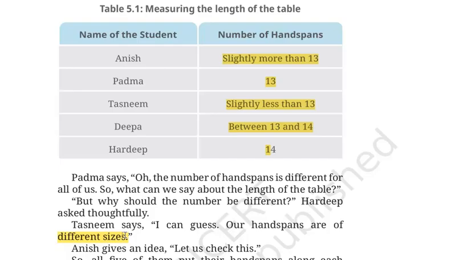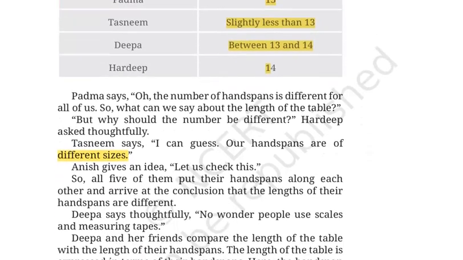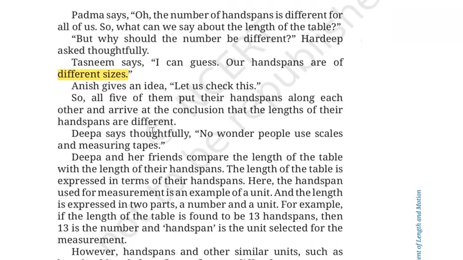It will be of different size. And hence, if you measure the length of any object with the help of your handspan, obviously it is going to give you a different reading. So now Anish gives an idea. Let us check this. So all five of them put their handspan along each other and arrived at the conclusion that the lengths of their handspans are different.